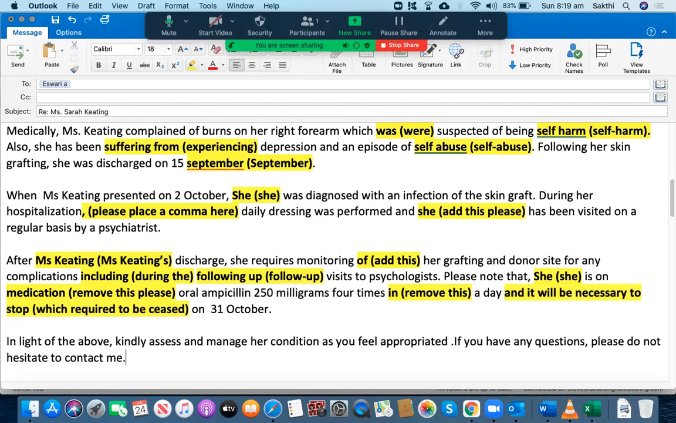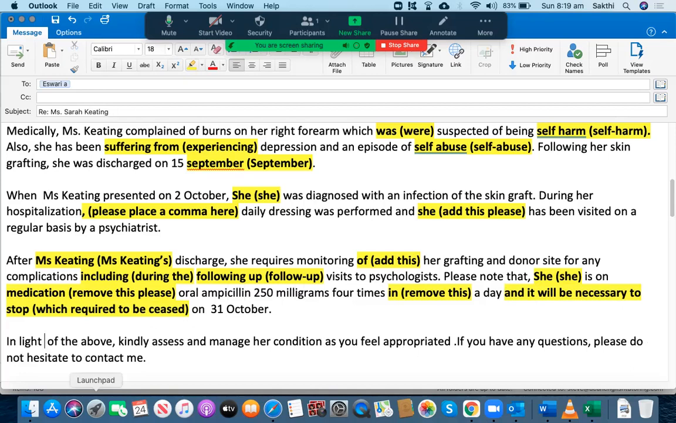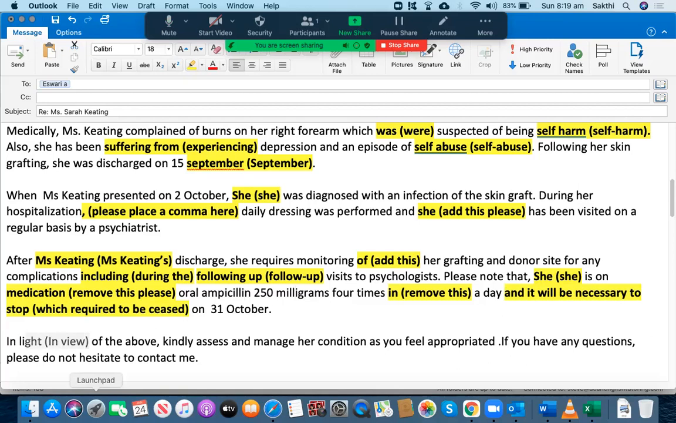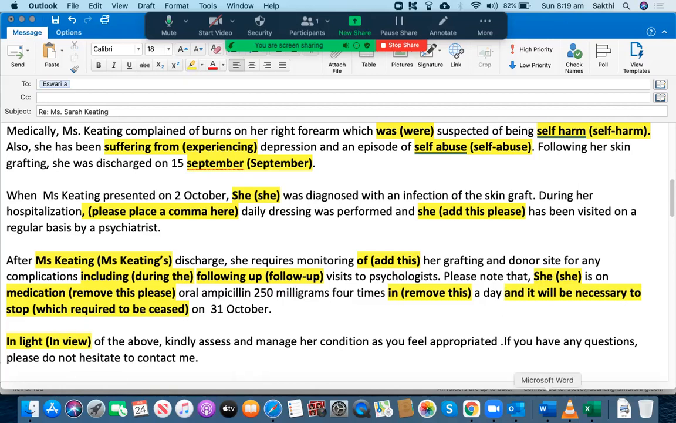All right. Instead of writing "in light of the above," it's better to write "in view of the above." Okay. So "in view of the above" is more appropriate. It's more formal than "in light of the above." Kindly assess and manage your condition as you feel appropriate. No, it's appropriate, and then it's appropriate. Okay.